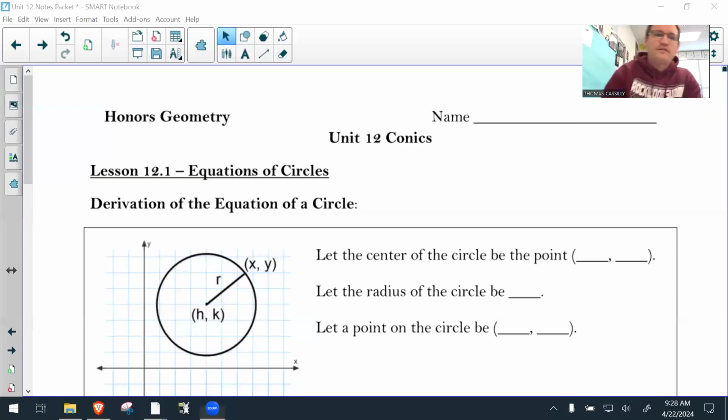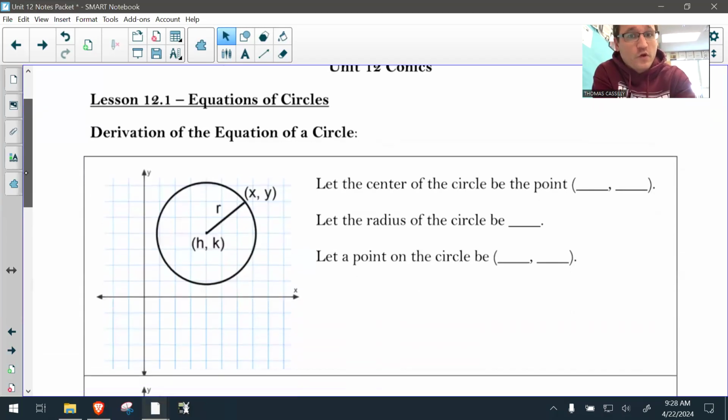Here we go. This is section 12.1 in our circles unit. All right, so let's see what we got here. I haven't looked at this. We're going in blind. Derivation of the equation of a circle.